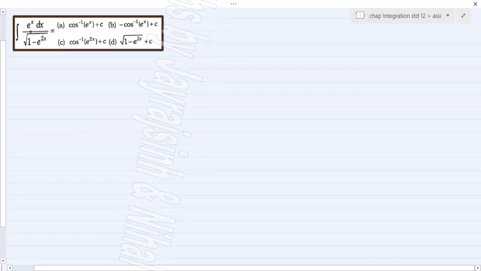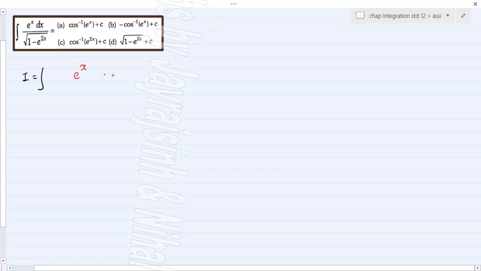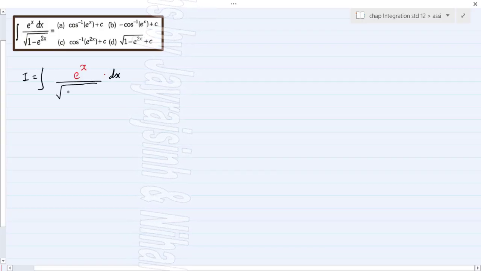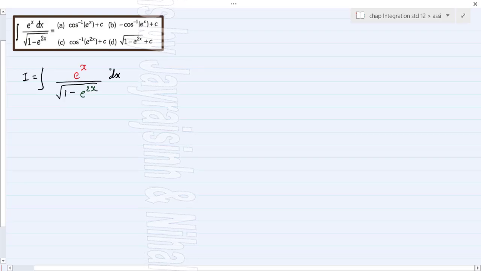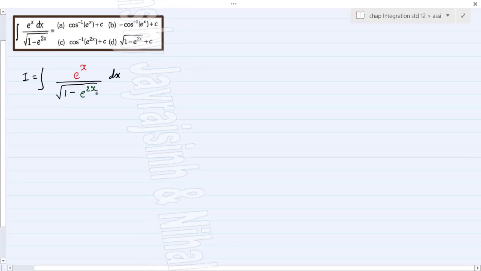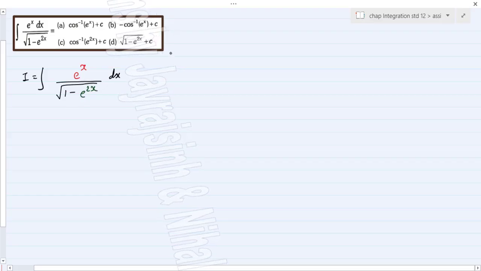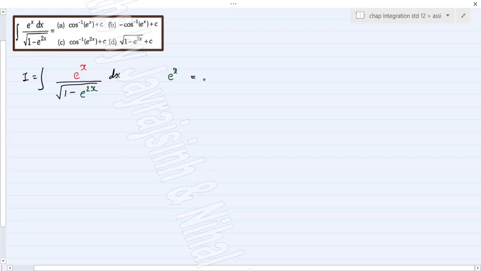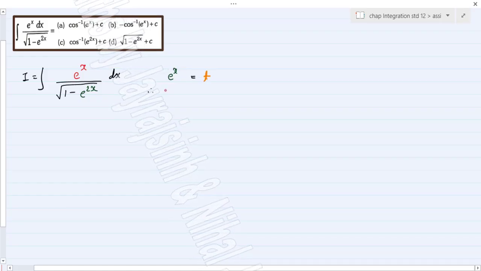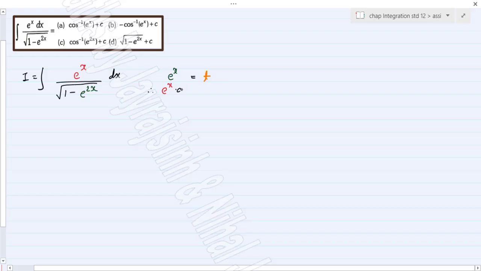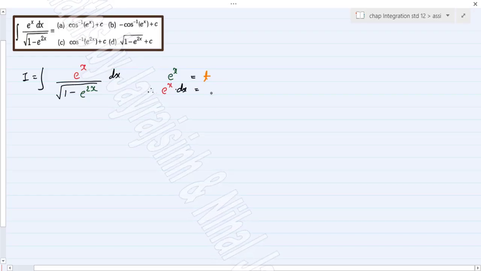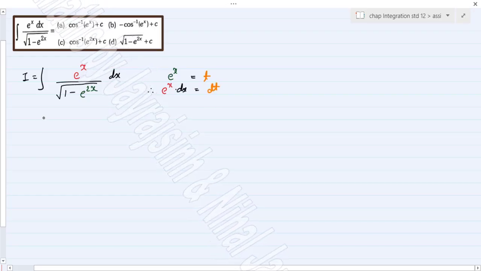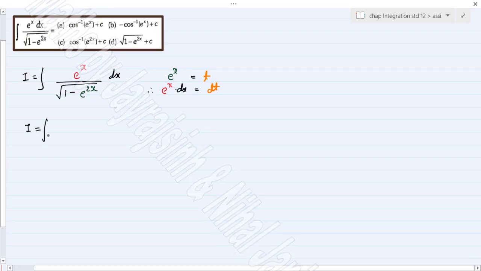In this question, we have to integrate e raised to x upon under root of 1 minus e raised to 2x. In the numerator, we have e raised to x, and in the denominator, we have a function of e raised to x, which suggests that we have to assume e raised to x is equal to t. So we will get e raised to x dot dx is equal to dt. So we are ready to modify our integration.